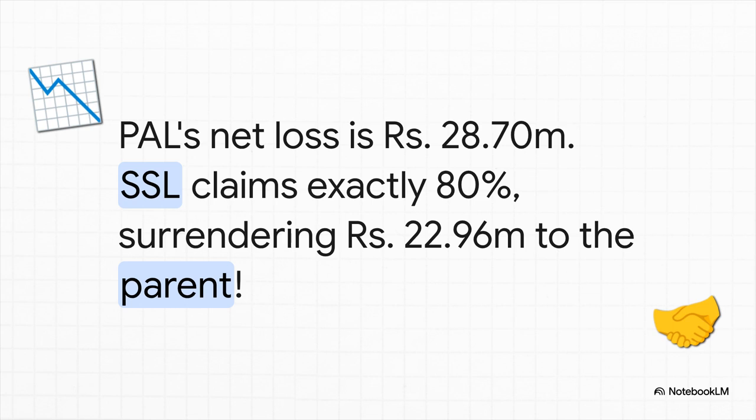Now, remember our ownership table from the start? SSL owns 80% of PAL. Thanks to the group relief rules, SSL can basically reach down and siphon up exactly 80% of that business loss. That means 22.96 million rupees is officially surrendered to the parent company to help shield the group.